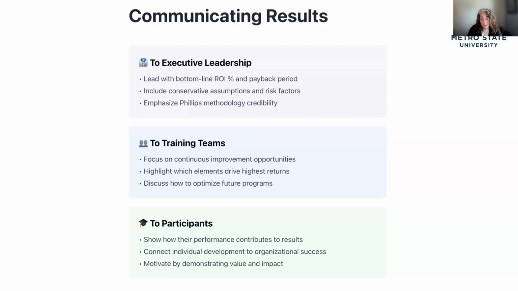And then to participants, these are the actual learners themselves, show how their performance contributes to results. I really love this idea. And I think we all probably do this in training. Go ahead, Brian. I didn't see your hand. Let me pause there. Go ahead, Brian. No, I was just giving you some clapping hands because I really think this is an amazing slide, honestly. Oh, awesome. Thank you. I thought you had your hand up. Nope. Okay, well, thank you for that.